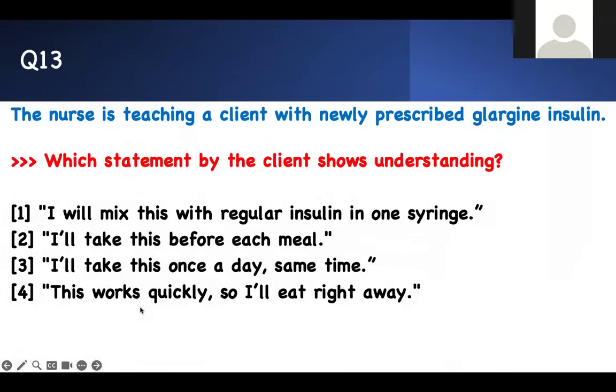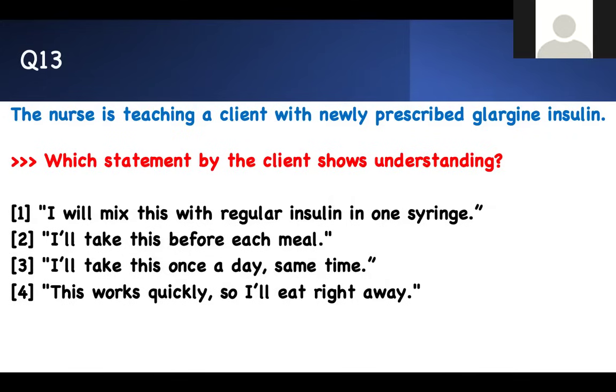A nurse is teaching a client with newly prescribed glargine insulin. Which statement by the client shows correct understanding? This is very, very important. There's a concept there. I will mix this with the regular insulin in 1 syringe. I will take this before each meal. Endocrine medications are very important. NCLEX loves them because we see them all the time. A lot of people have diabetes. I will take these once a day, same time. This works quickly, so I will feel it right away.